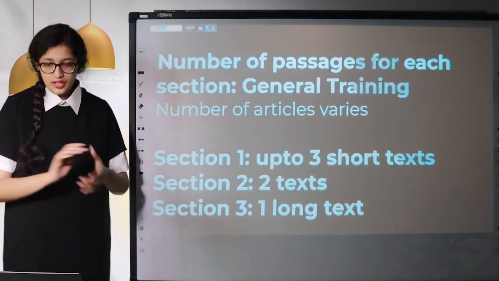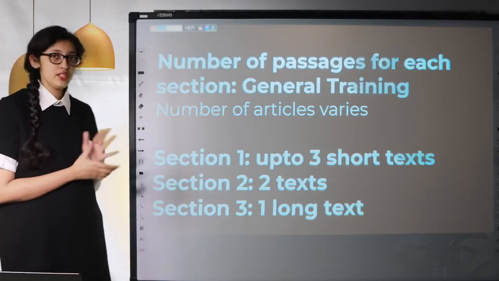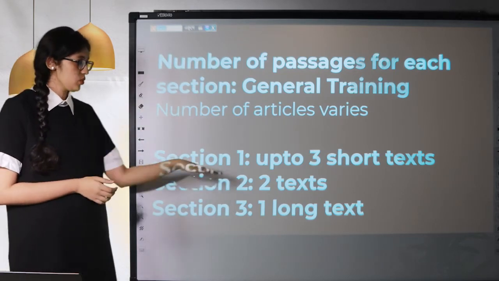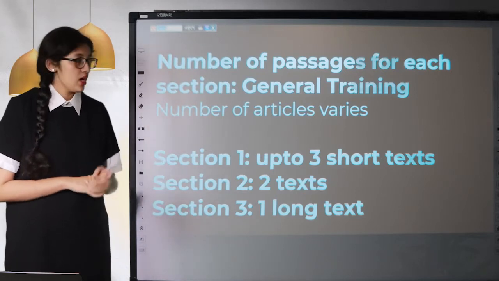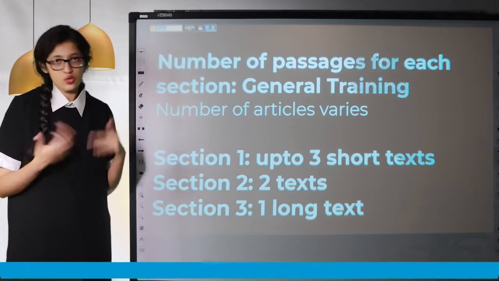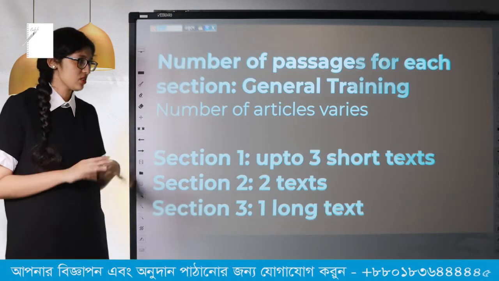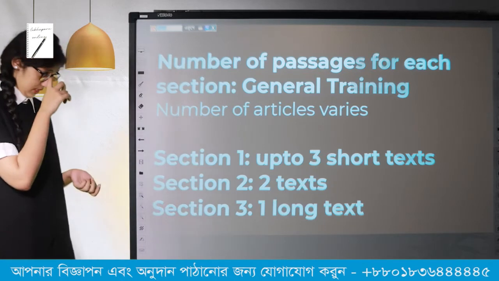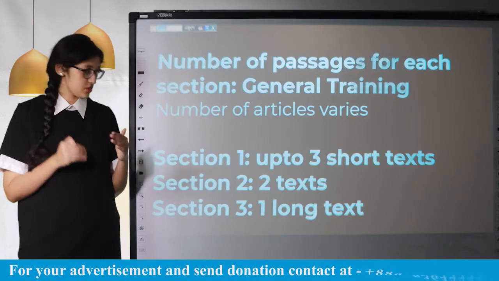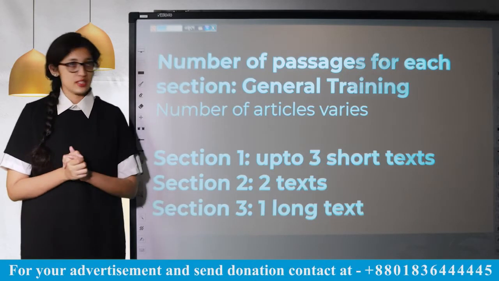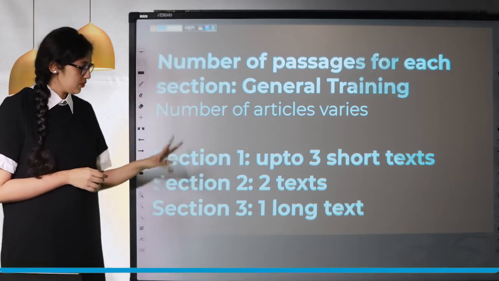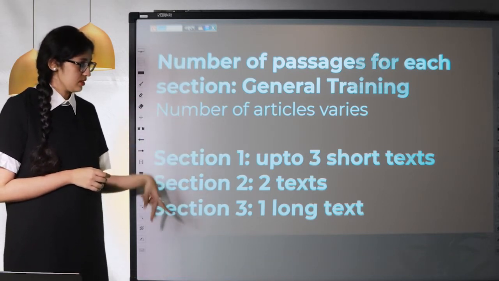And for general training, the number of articles varies. It's not the same. Unlike academic reading, section 1 can have up to 3 short texts, it might have 2 moderately sized texts, or it might even have 1 big text. So it depends on the paper. Section 2 always has 2 text passages, and section 3 has 1 long text. So that's the difference between academic and general training in relation to the sections.